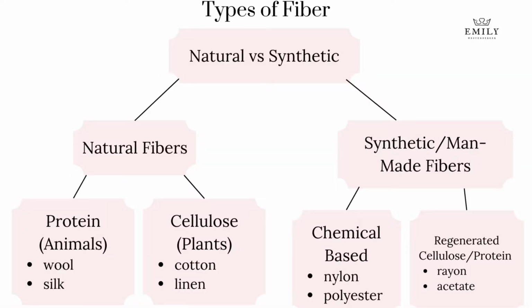Let's start by defining fibers. Fibers are the building blocks of yarns, and yarns make up the fabric. There's two types of fibers: natural and synthetic. Natural fibers come from nature. There's two types of natural fibers: cellulose and protein. Cellulose comes from plants. Protein will come from an animal. An example of a cellulose fiber would be cotton, flax, or hemp. Examples of protein fibers are silk or wool.